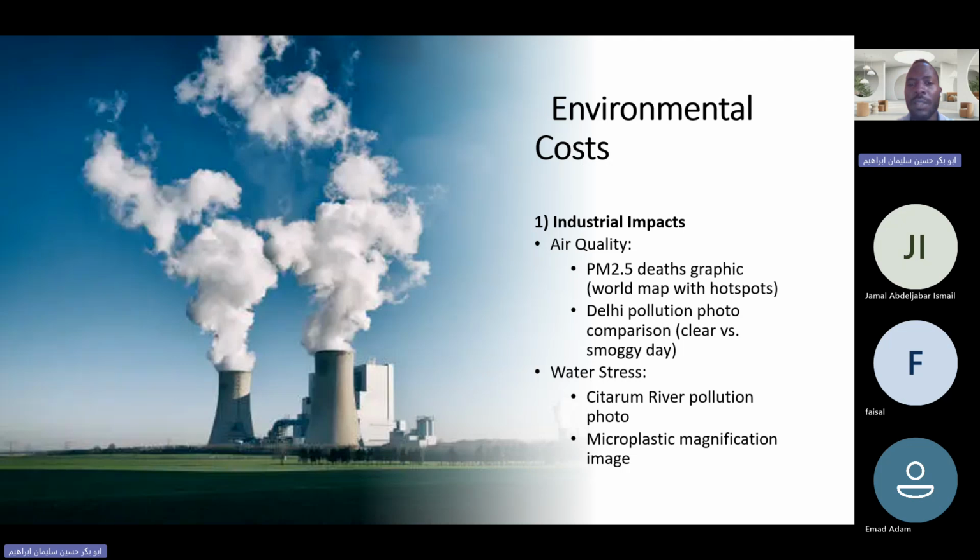As I mentioned, environmental costs have many forms. One of them is the industrial impact, and industry has different effects. One of the impacts is on air quality, and poor air quality can cause respiratory disease and air pollution, which can cause many problems for humans and animals, and even affect the trees.